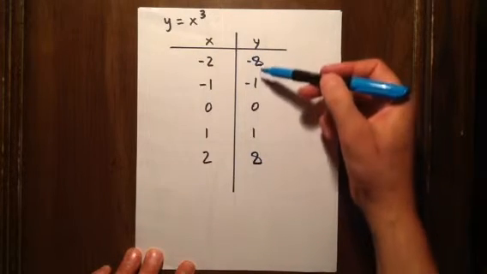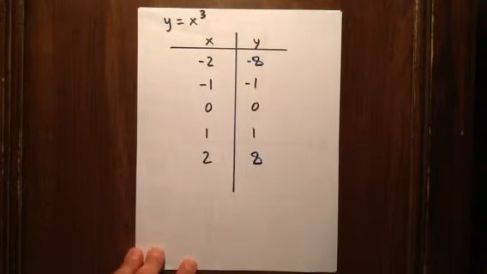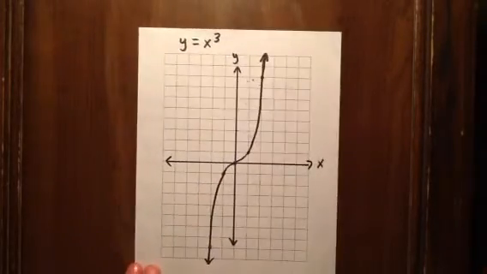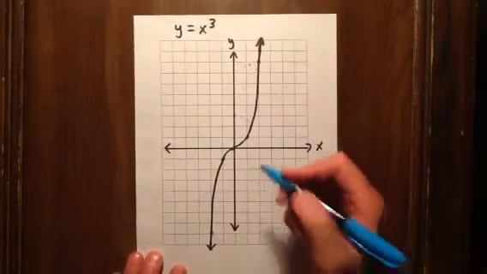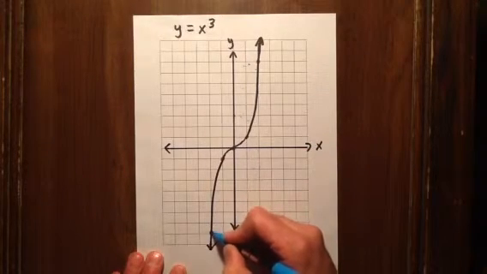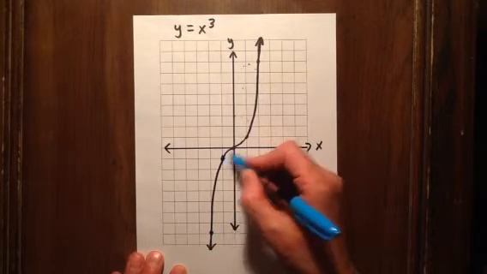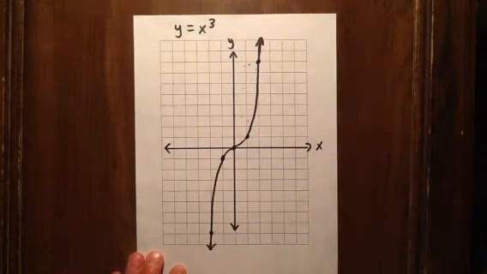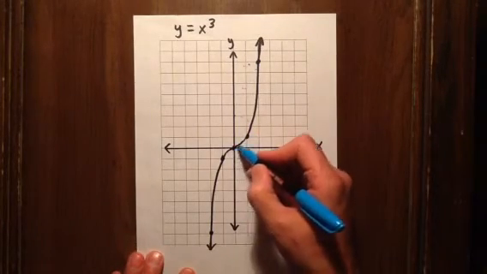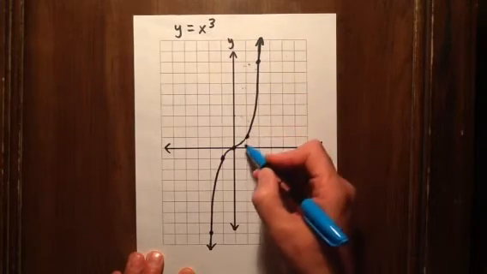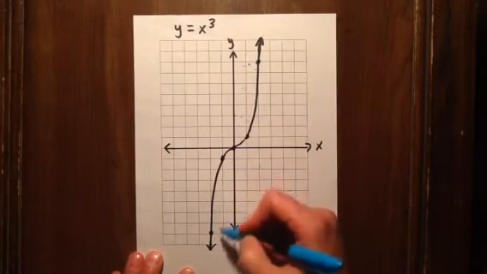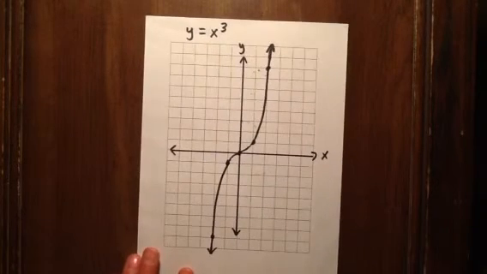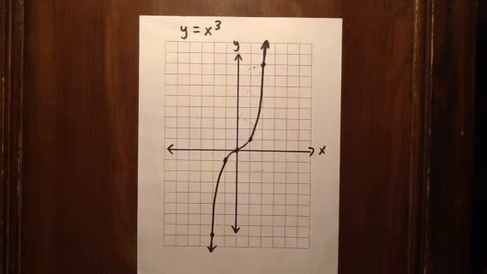And so what we're going to do now is graph these 5 points. In doing that, we have -2, -8; -1, -1; 0, 0; 1, 1; and 2, 8. And now we can draw a continuous curve through in both directions, and we have an idea of the graph of the curve y equals x cubed.